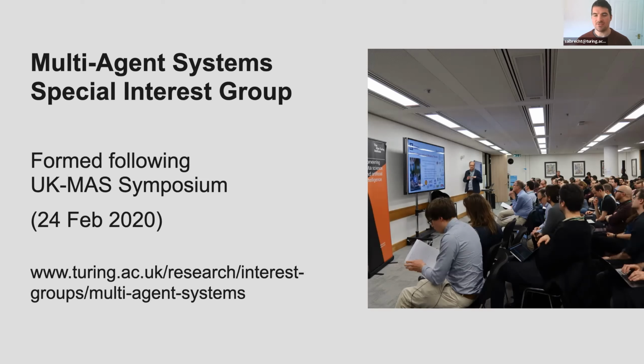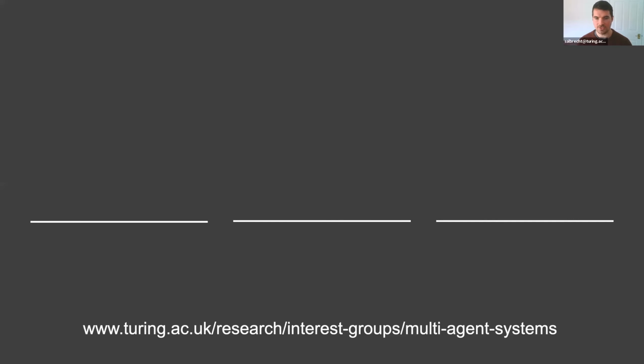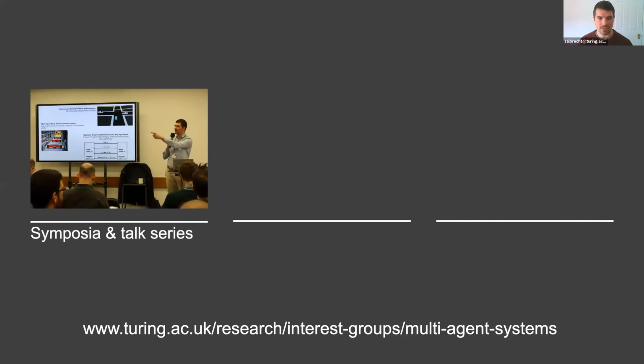So this was a really good initiating event. And after that event, we created this special interest group, which exists at the Turing to continue to organize these meetings. And one thing we're doing now is these online multi-agent systems talks, which take place once a month. We already had 2 talks, and today we have the 3rd talk. There are basically 3 main activities. We did organize one symposium. We are trying to organize one again once the conditions have relaxed a little bit. And in the meantime, we're organizing these online talk series.